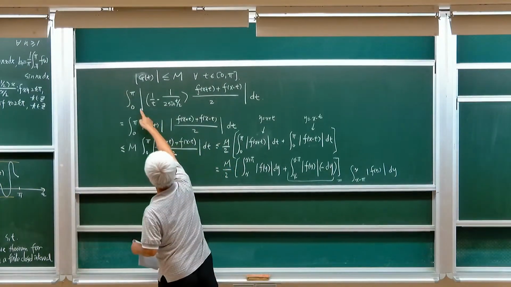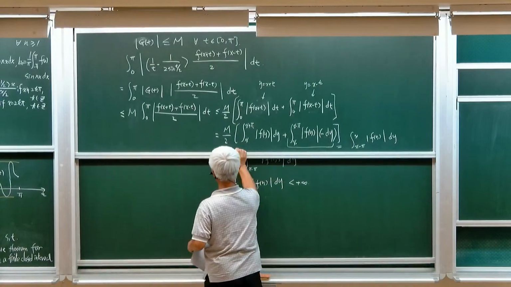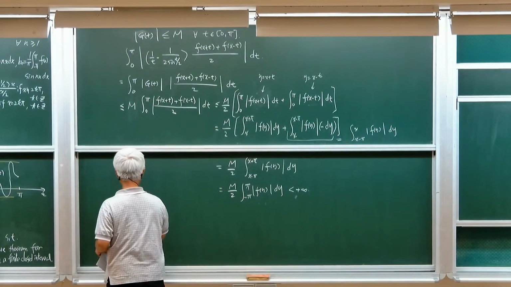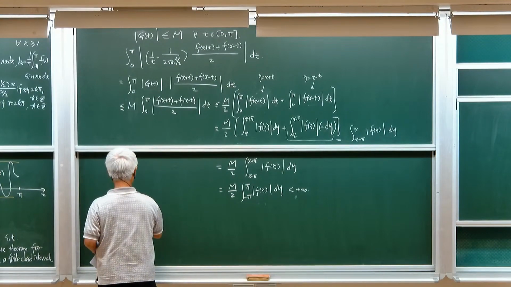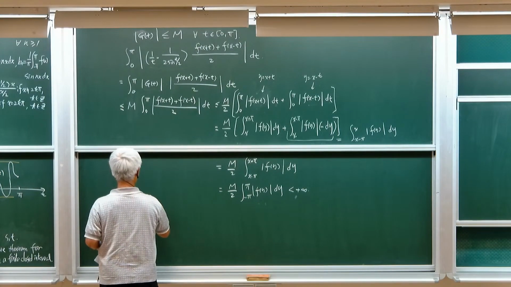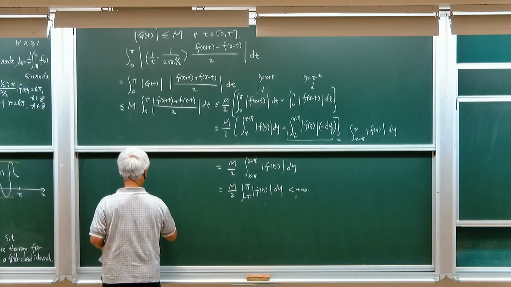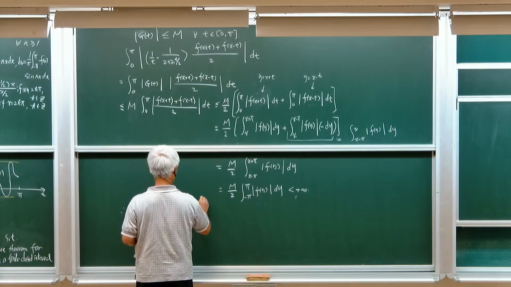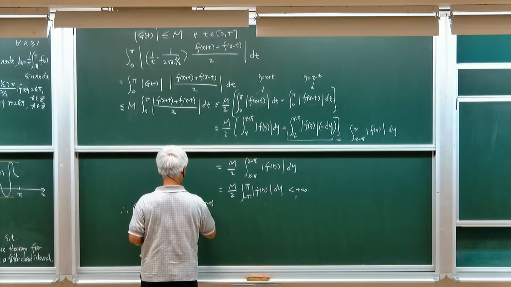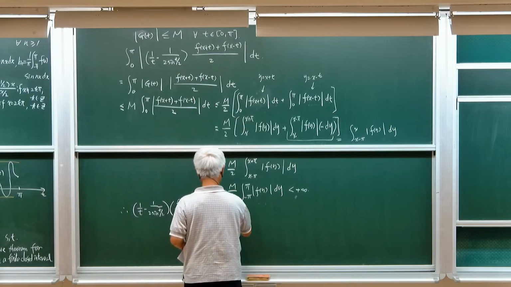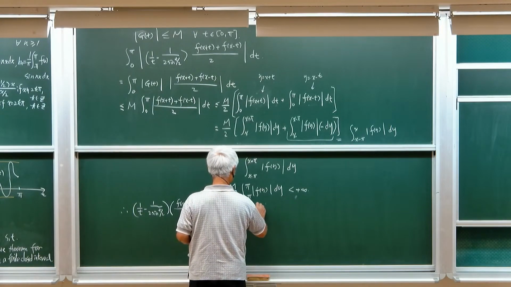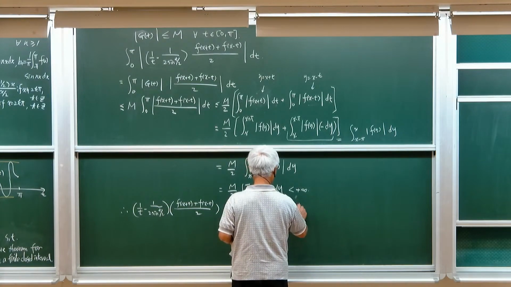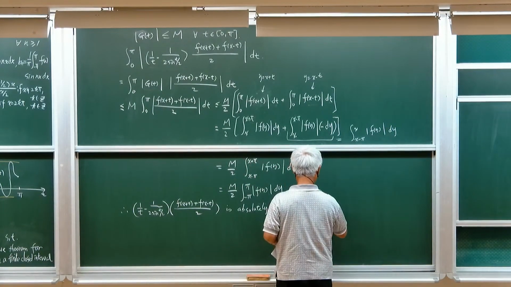So you can see that this integral is finite, so that this function, 1 over t minus, is absolutely integrable over this interval.